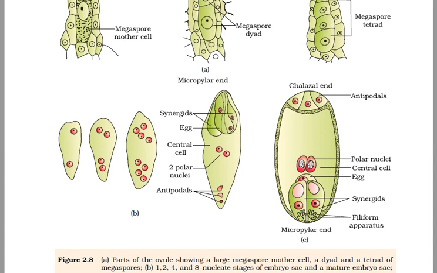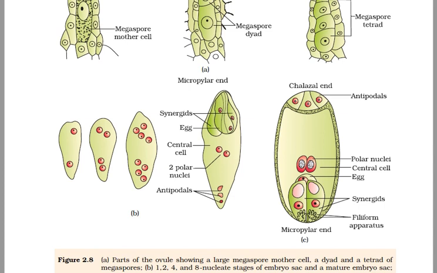These 3 nuclei migrate to the micropylar end and form the egg apparatus, consisting of 2 synergids, which are the supporting cells, and a round egg cell centrally located.